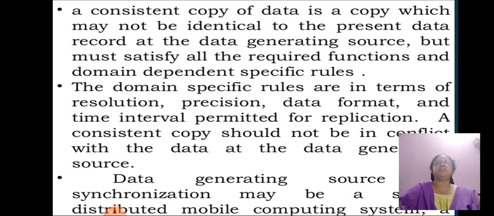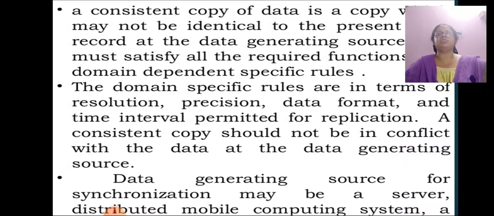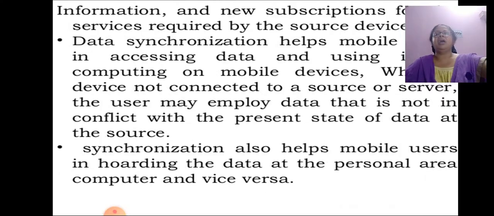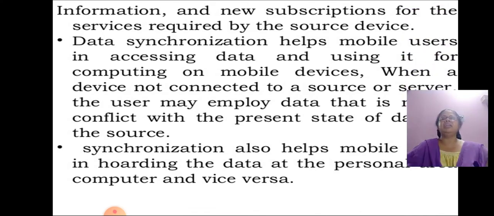The domain specific rules are in terms of resolution, precision, data format, and time interval permitted for replication. A consistent copy should not be in conflict with the data at the data generating source. Data generating source for synchronization may be a server or distributed mobile computing system, information and new subscriptions for the services required by the source device.